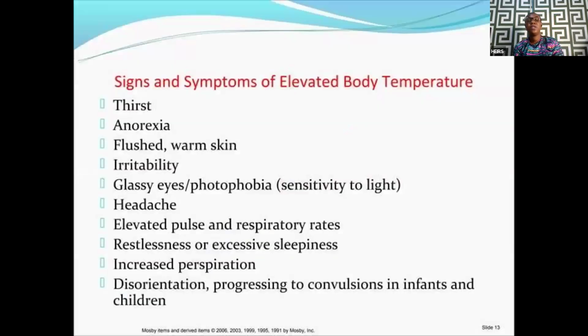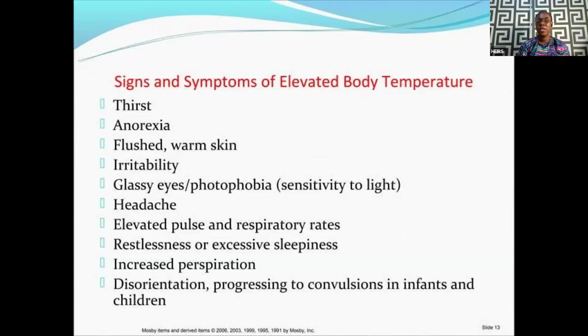So what are the signs and symptoms of elevated body temperature? If you find that your patient's body temperature is high, what are the signs and symptoms that you may observe? Your patient may be complaining of thirst. Your patient may have anorexia, may lose appetite, may not want to eat. The skin may be flushed. For Caucasians, white-skinned persons, you'll just see that the skin is more red than normal, because there's increased blood flow to the skin and the cutaneous tissue. So the skin may be flushed, the skin may be warm. Then you may find the person is irritable, especially very elderly persons. They may be irritable, they may be confused, they may be disoriented, a number of things like that.